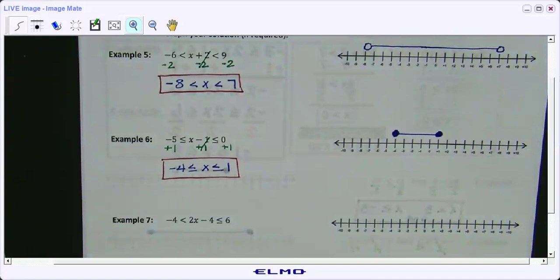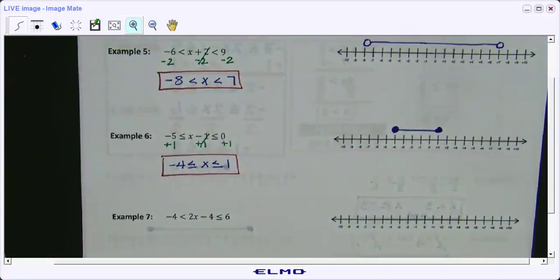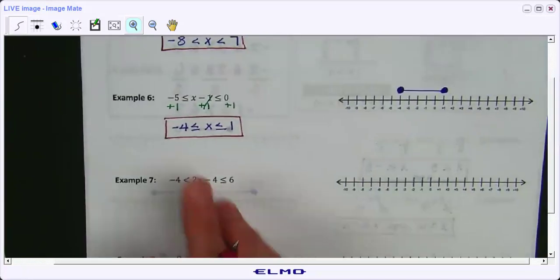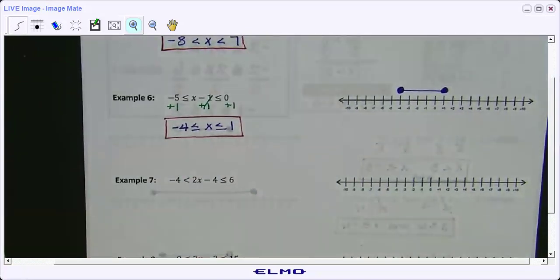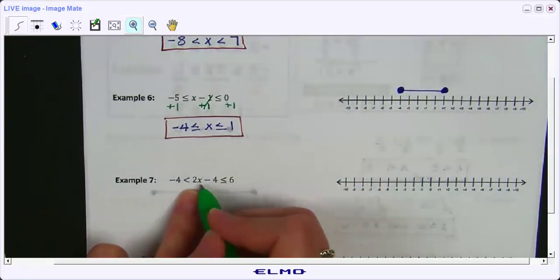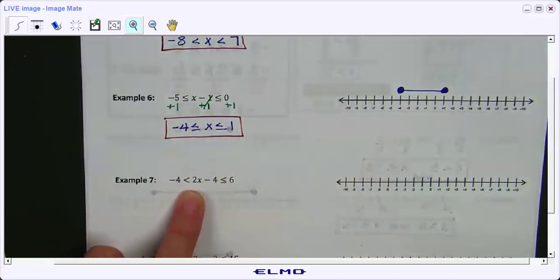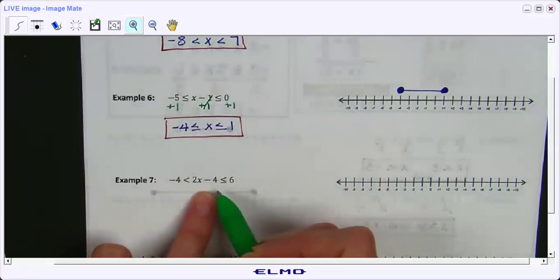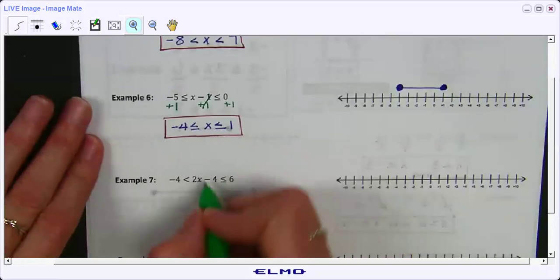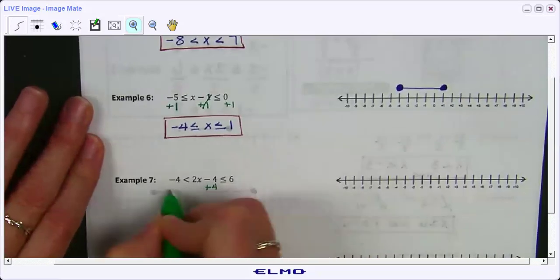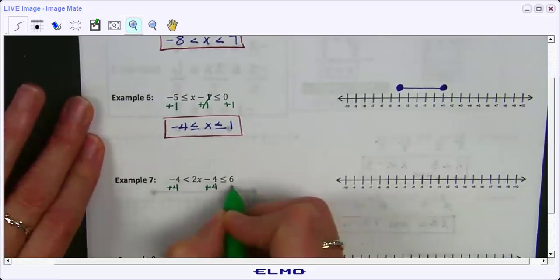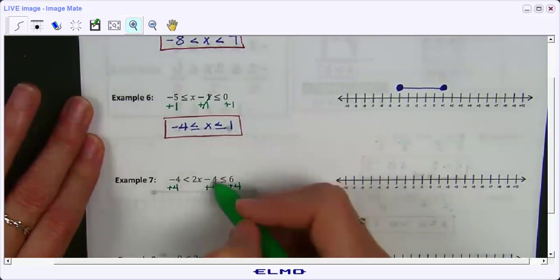Okay. All right, now what we're going to do is move to 2 steps. So we just did 1 step compound inequalities. Now we're going to do 2 step. Again, your goal is to isolate the x on the inside. And so like any 2-step inequality, we have to do the inverse of addition and subtraction first. So we're going to get rid of the -4 by adding 4 in the middle, on the left, and on the right.